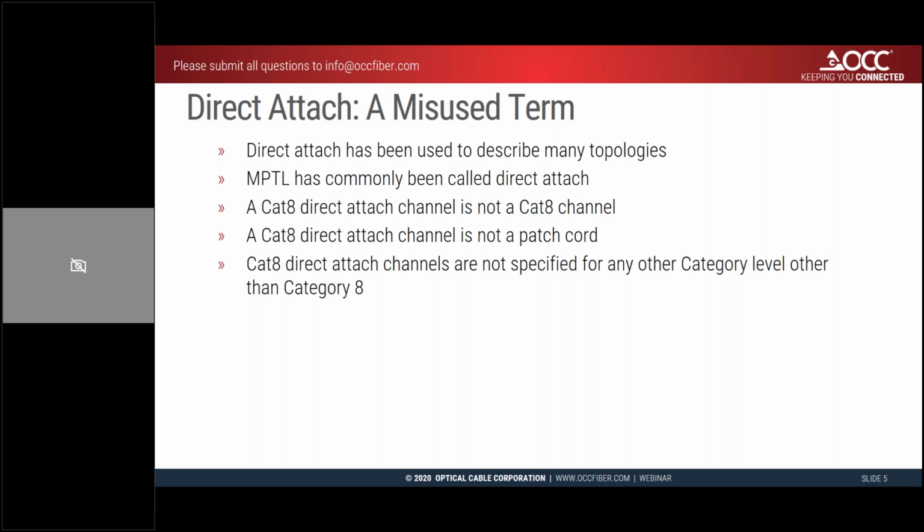Okay, Cat8 direct attach channels are not specified for any other category level other than Category 8. Kind of sounds obvious the way it's written there, doesn't it? But actually, a direct attach channel doesn't exist for Category 6A, Cat 6, or 5E. Direct attach only exists for Category 8.